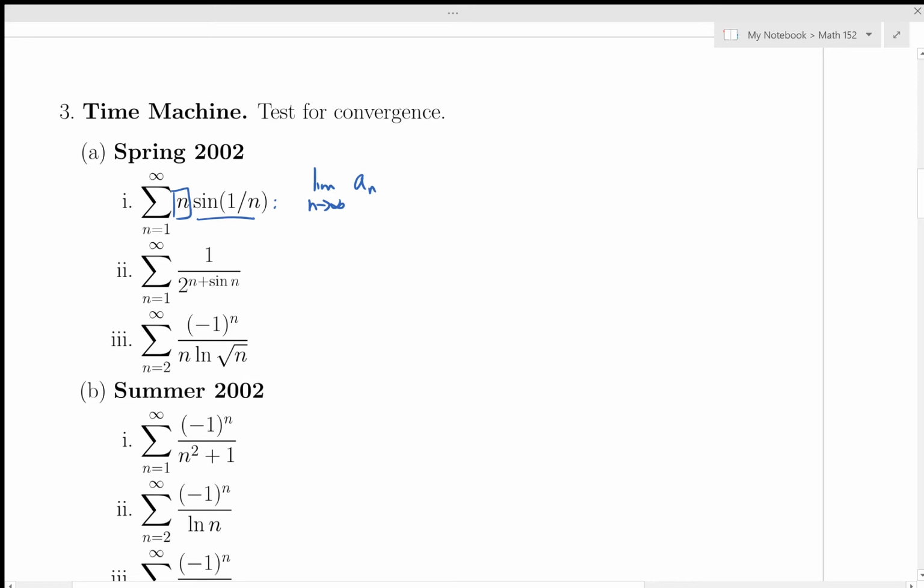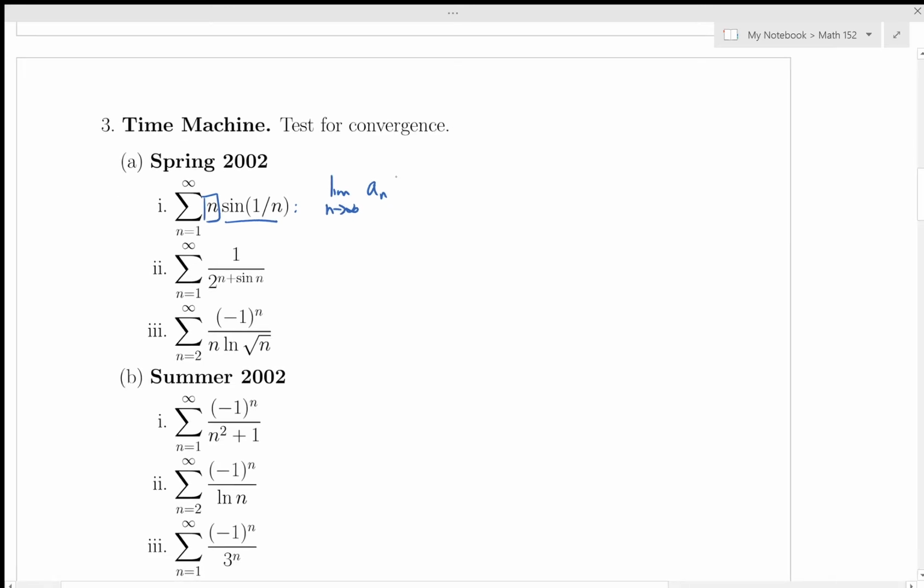In fact, if you do that, you will find that that is not equal to 0, and that tells you right away that this thing diverges. Okay, so that is using L'Hopital's rule. So that's one thing there.